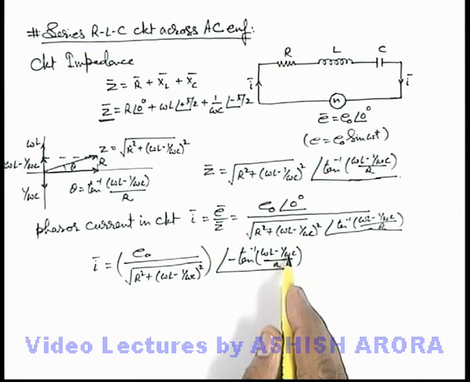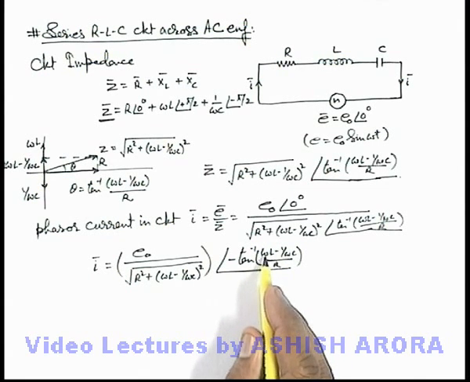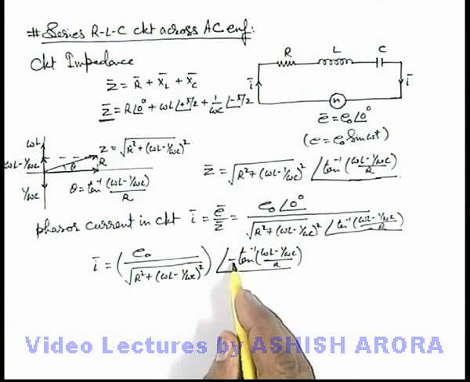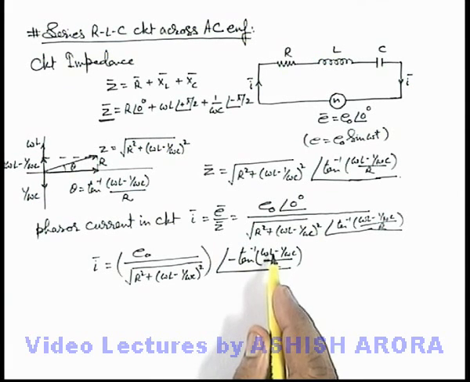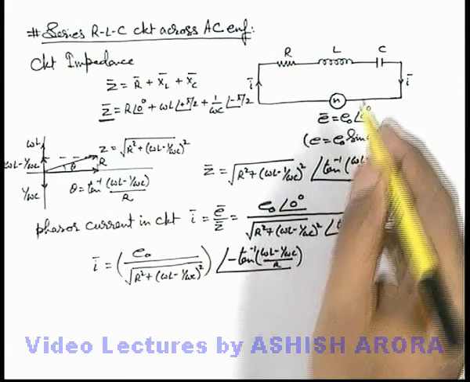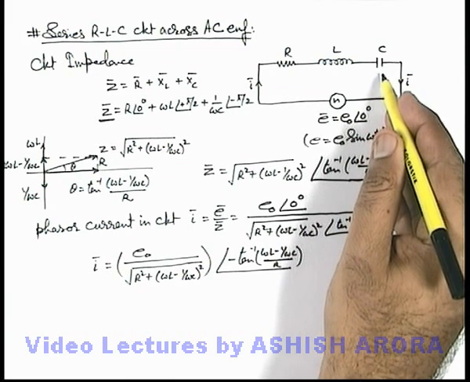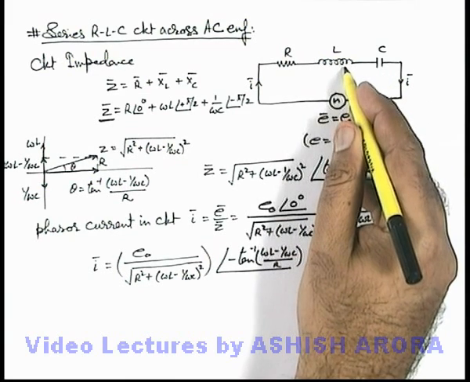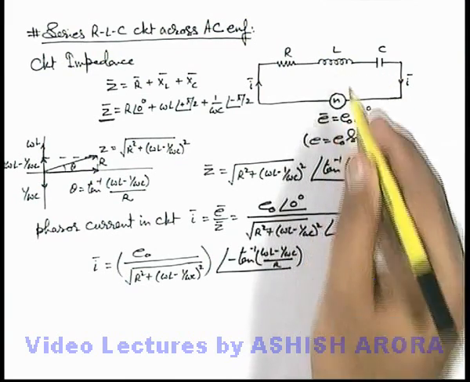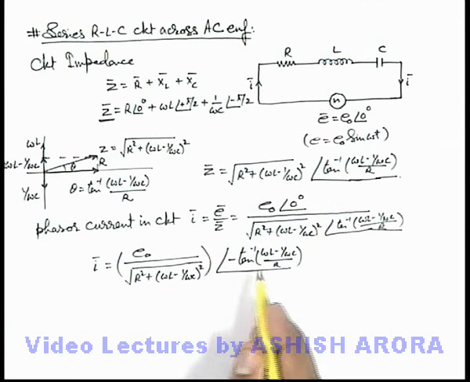And if 1 by omega C is more than omega L, numerically a negative sign can be taken out and this will be positive. And we can say if the capacitor has more ohmic opposition, or its reactance is more than that of the inductance, then the current will lead EMF by this angle.